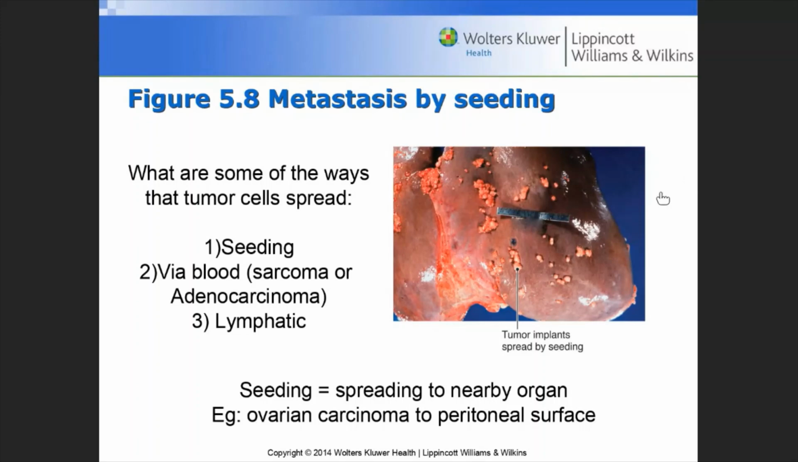Grace, you have a question? Yeah, they say a lot of times when women get breast cancer that they have a higher risk of getting ovarian cancer. So is this because of seeding or any of these? No.